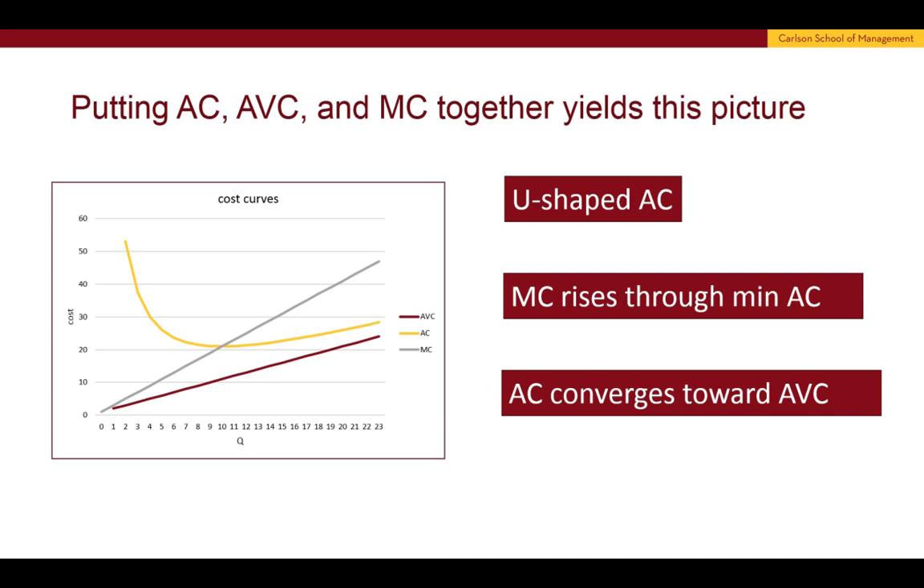And notice that average cost converges toward average variable cost. Why is that? Well, the difference between them is fixed cost divided by quantity. And as some fixed cost gets divided by larger and larger quantities, that FC over Q becomes smaller and smaller. So eventually, at an infinite quantity, kind of implausible, they would actually touch.